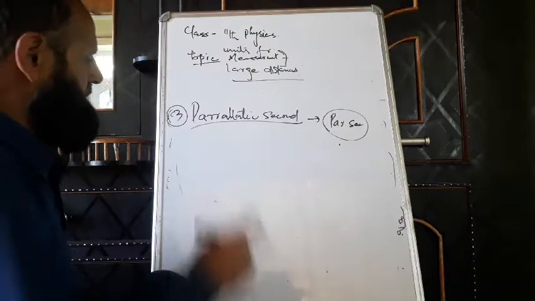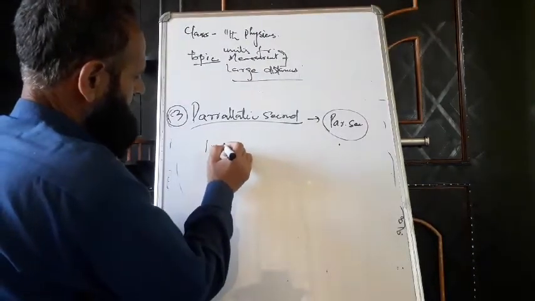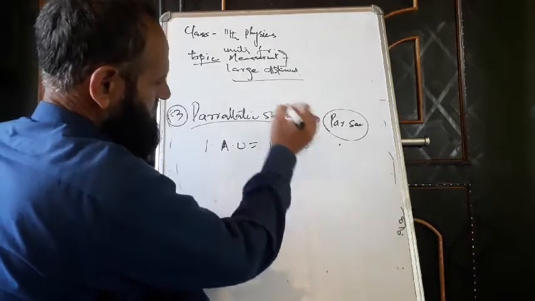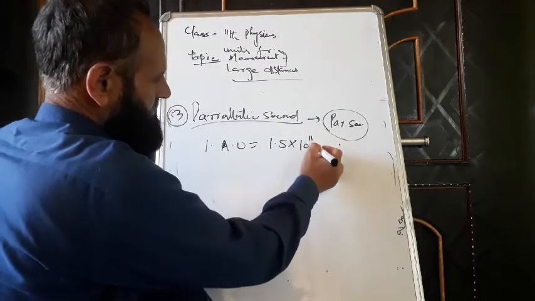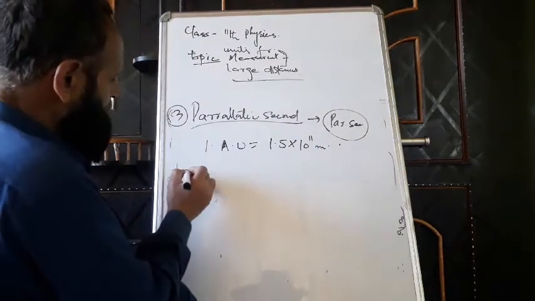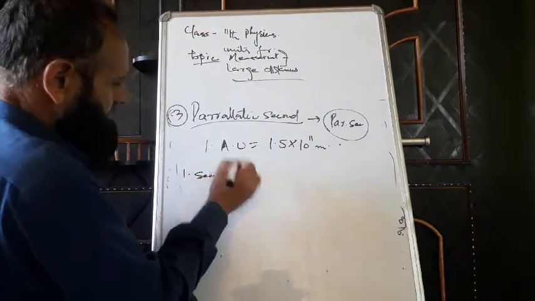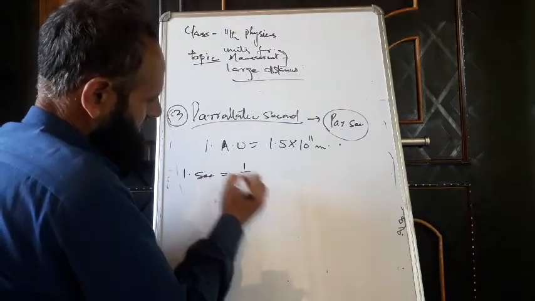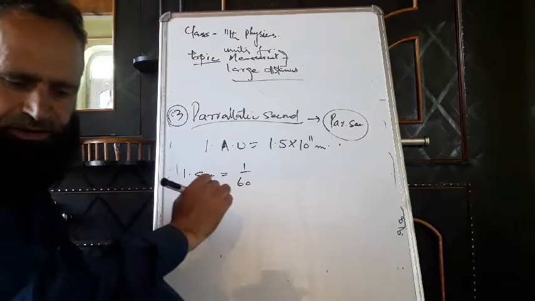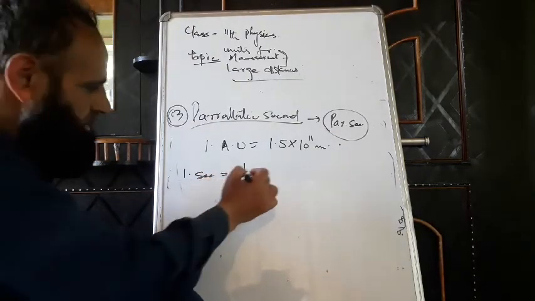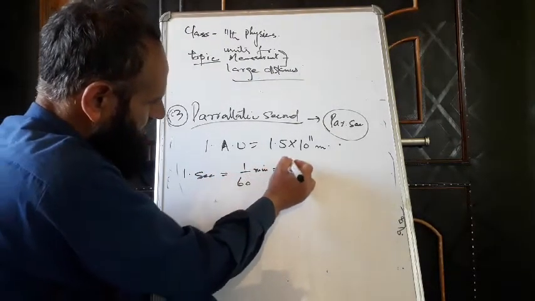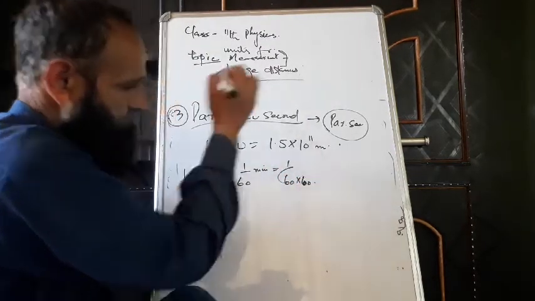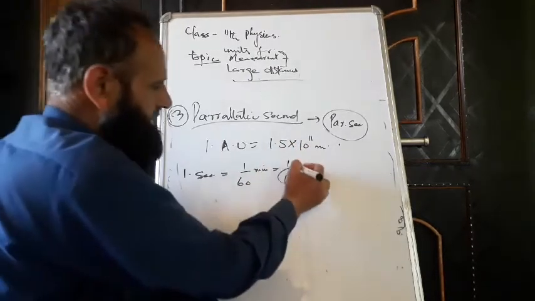We know that one astronomical unit is equal to 1.5 into 10 raised to power 11 meter. We know 1 second of angle is equal to 1 by 60 minutes, which is equal to 1 by 60 into 60 degree.